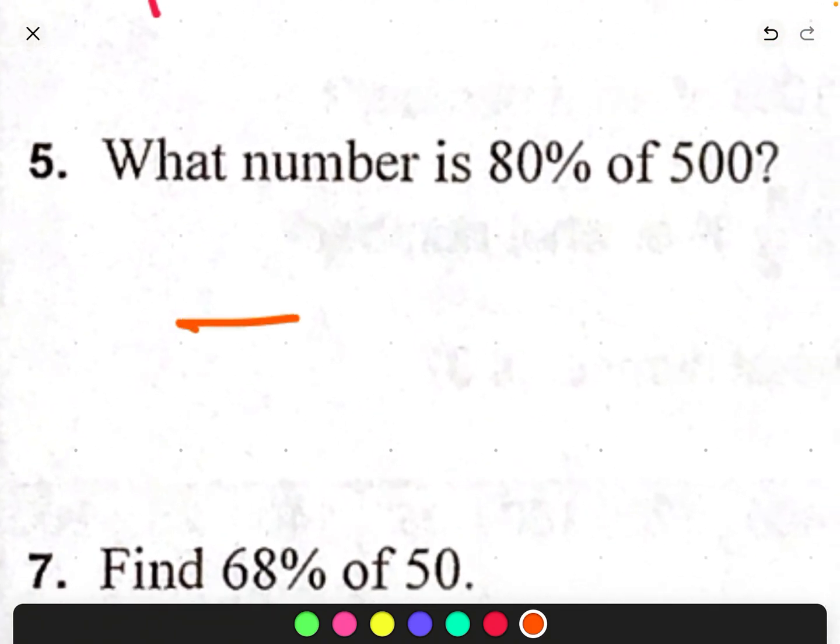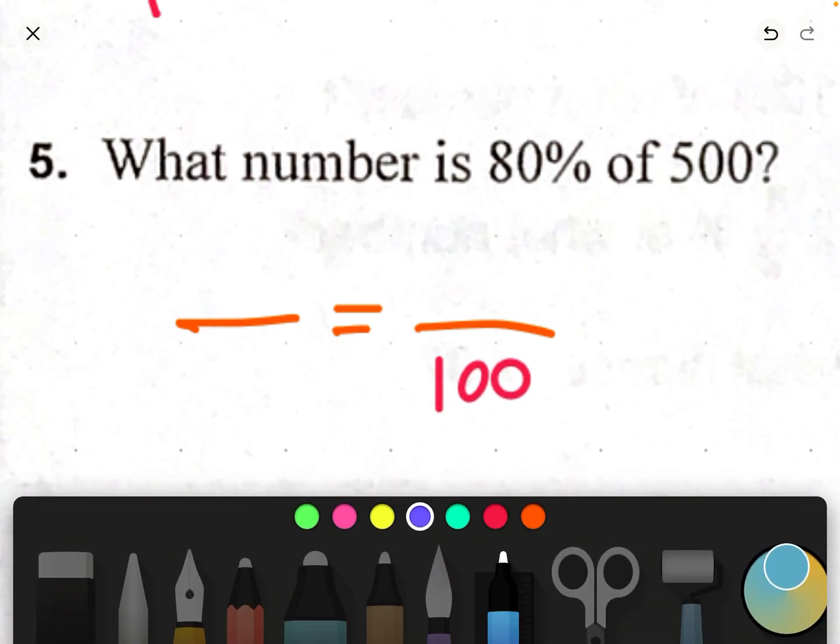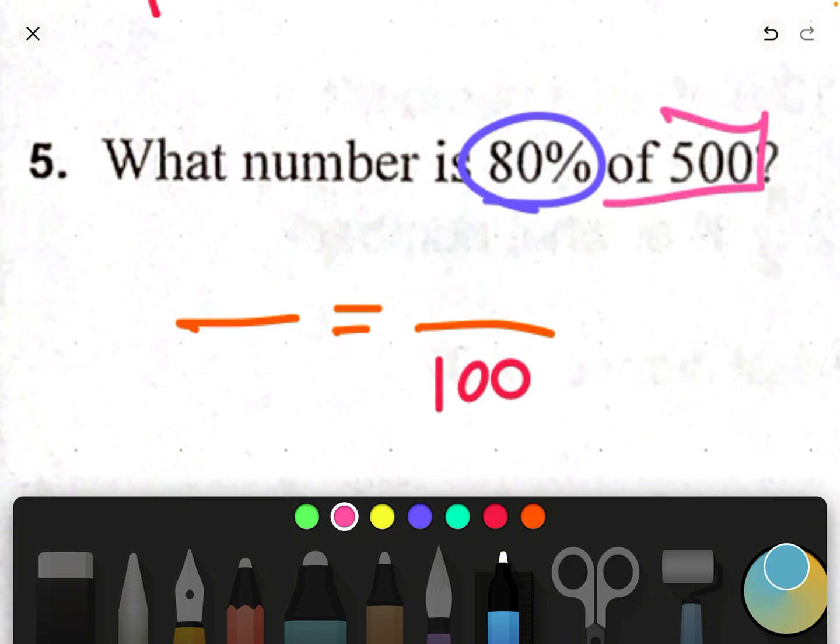All right, number 5. What number is 80% of 500? All right, so got my percentage right here. I got my whole right there. Got my denominator after the word of. It's going to represent your whole. It's going to be your denominator. And this is what number is. That's what we're looking for, right?